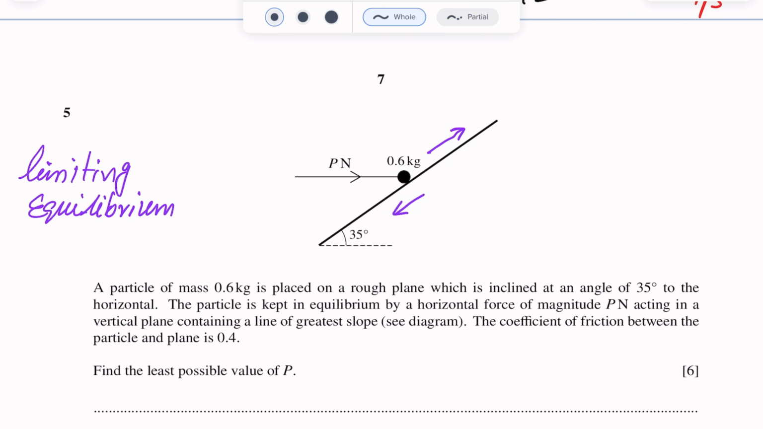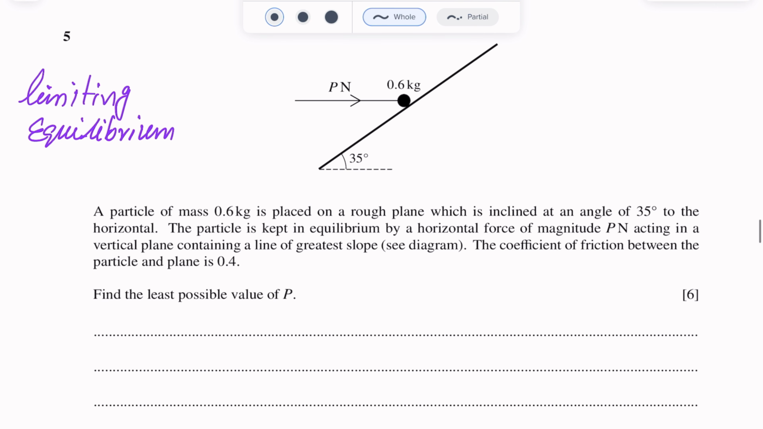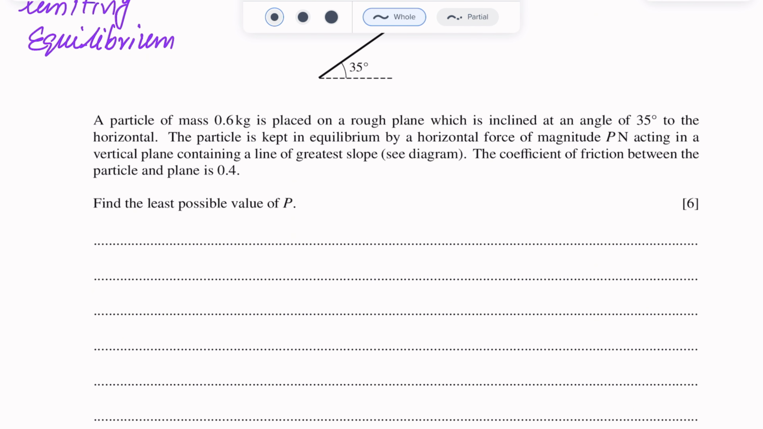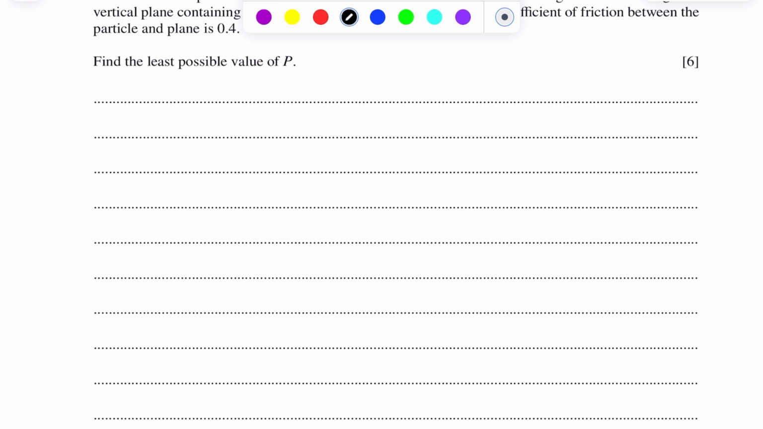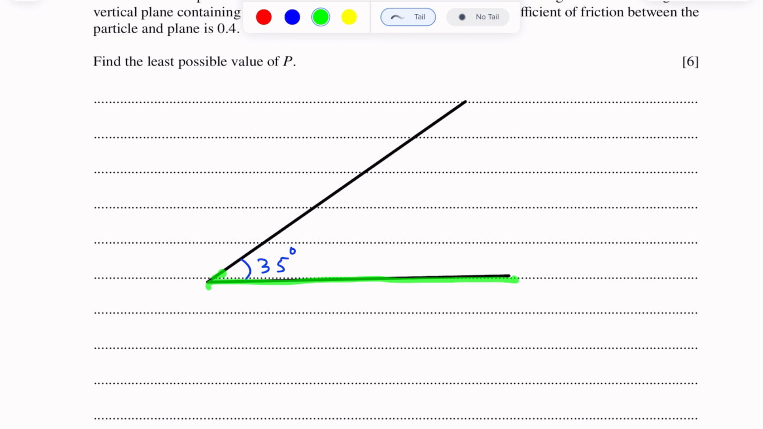So we are making the diagram once again, and first of all we will represent all the possible forces acting on this particle. We are making the diagram here. Inclined plane. This is an angle of 35 degrees with the horizontal. This line is horizontal. This is the inclined plane, and the particle is here.